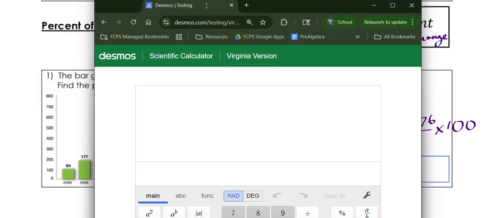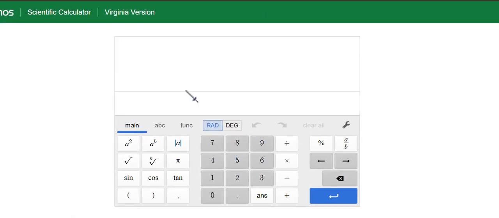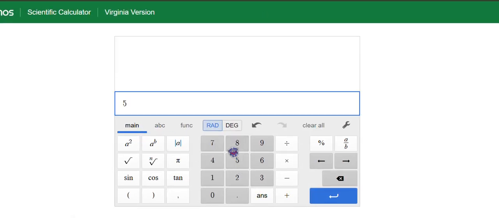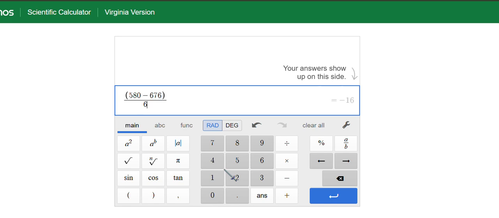I'm going to show you how to do this directly in Desmos. 580 minus 676 divided by 676 and then times by 100. It's the new minus the old divided by the old times 100. When you type this in, make sure it looks exactly like this. You have to have the subtraction problem on top of that big fraction.